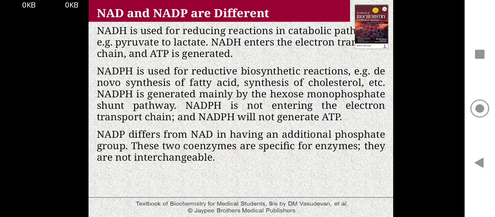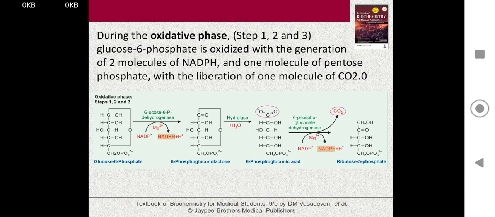NADP differs from NAD in having an additional phosphate group. These two coenzymes are specific for enzymes. They are not interchangeable. So you have to mention NADP or NADPH correctly.